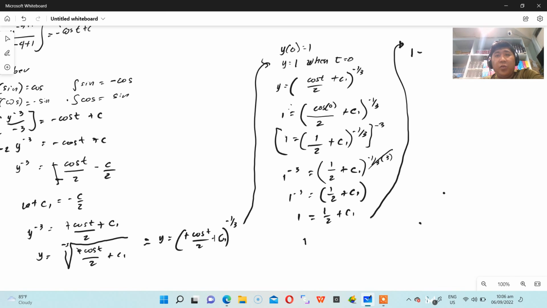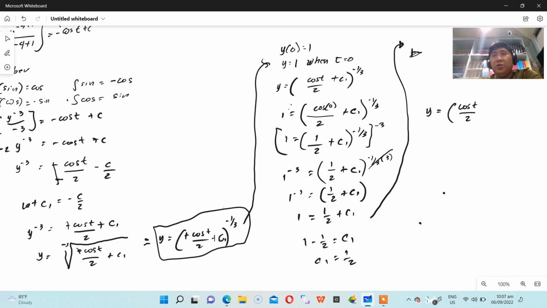So from there you have 1 minus 1/2. Therefore, c sub 1 is 1/2. Okay. C sub 1 will be equal to 1/2. So from there, we try to get the general solution. I think this is the general solution. So just substitute: y equals cosine t over 2 plus c sub 1, that is 1/2, raised to the power of negative 1/3. Or we could transform this one. Yeah, this one is already correct.